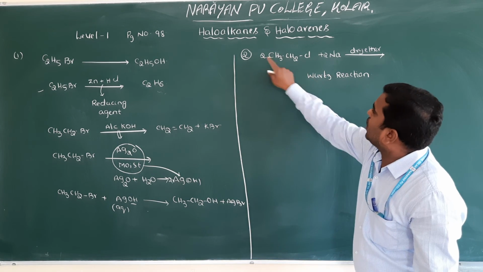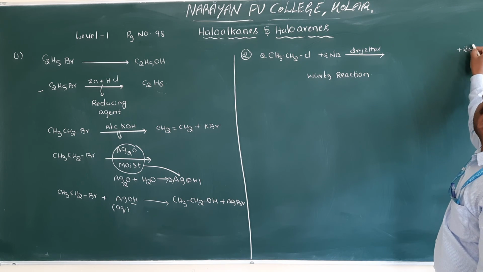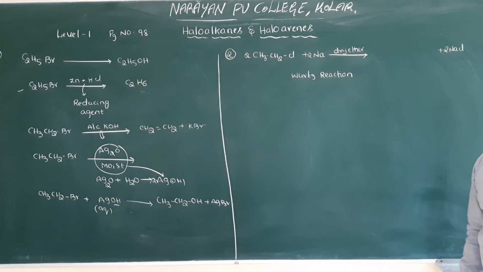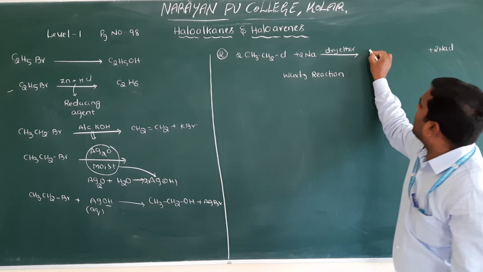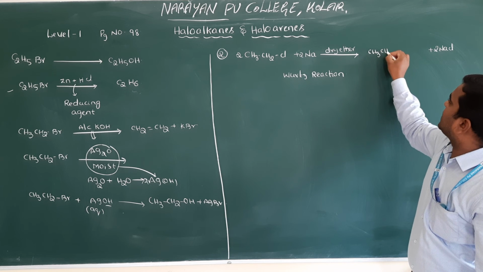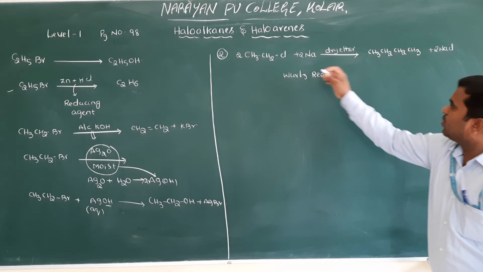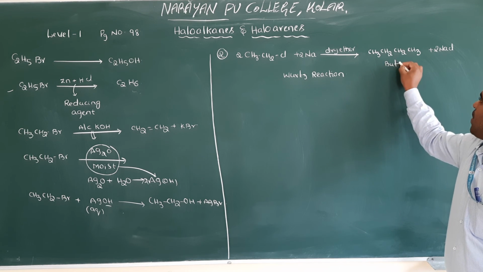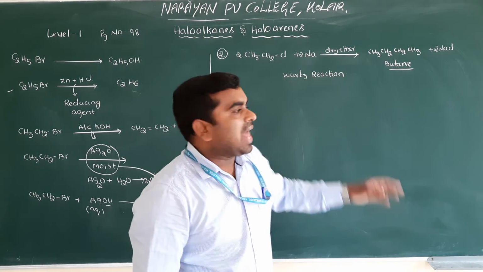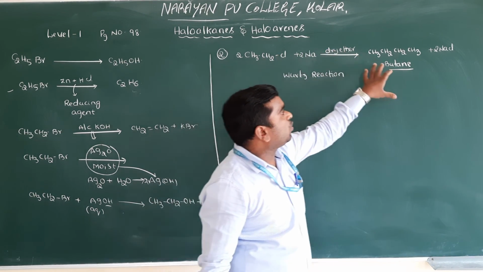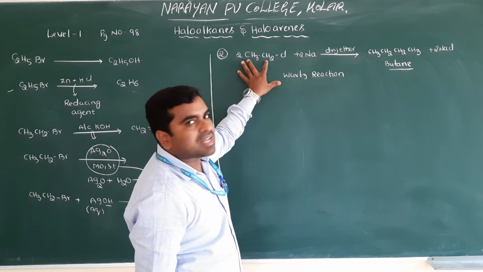Then what we will get here: 2 Na and 2 Cl will be removed as 2 NaCl. What is left here? 2 moles of CH3CH2 will be left. Means what I can write here is CH3CH2CH2CH3. You know the name of this compound? Butane. Clear? In the Wurtz reaction, alkyl halides are converted into alkanes with double the number of carbon atoms. How many carbon atoms are there here? 2.